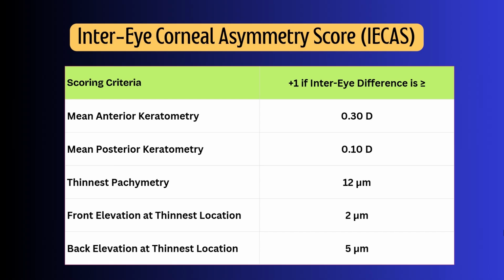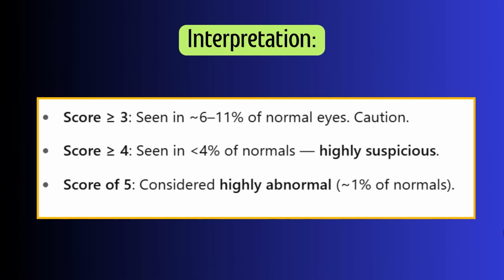How do we interpret the score? A score of more than 3 is seen in 6 to 11% of the normal eyes, so you interpret this with caution. A score of more than 4 is seen in less than 4% of normal eyes, and therefore this is highly suspicious. However, if the score is equal to 5, it is seen only in 1% of the normal individuals, and this is strongly suggestive of keratoconus. So a score of more than 4 should raise red flags and prompt further investigation in these patients.